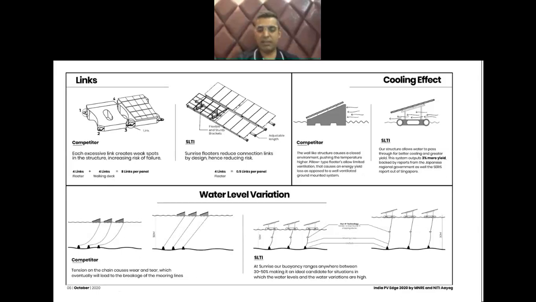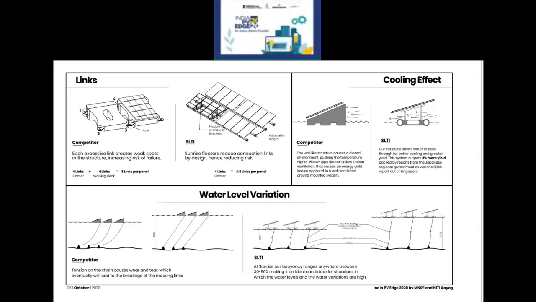Some of the other issues with the existing products in the market: there's a ton of linkages in every floater, and one floater holds only one PV module. So actually, you're looking at about 8 links per panel. And when it comes to our floater design, we actually have 4 links for a complete floater. And that means we only have about 0.5 links per panel. So this logically just reduces the risk of failure, apart from the fact that our link actually holds up to 10 times the loading criteria of the other competing products.